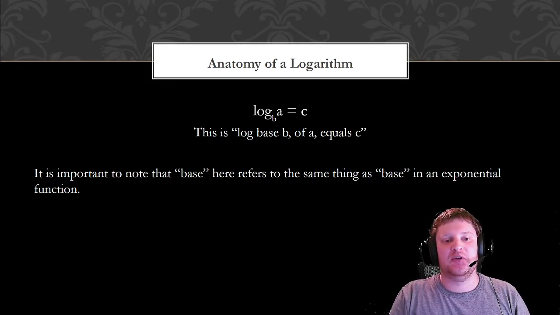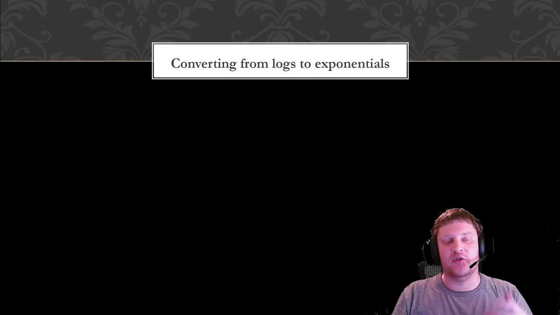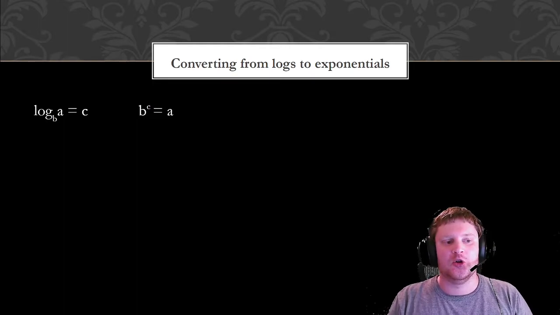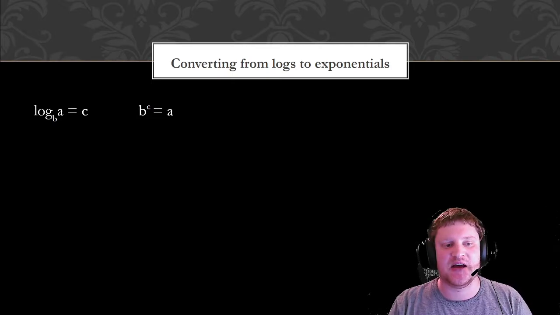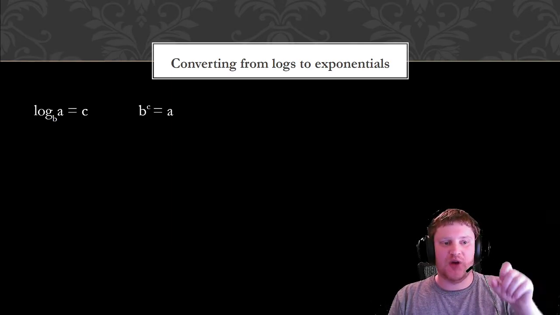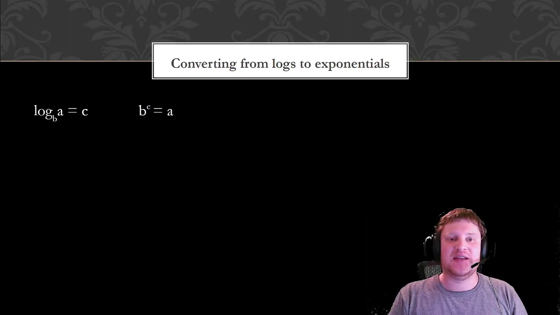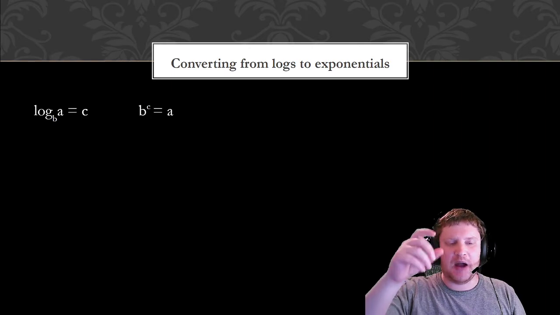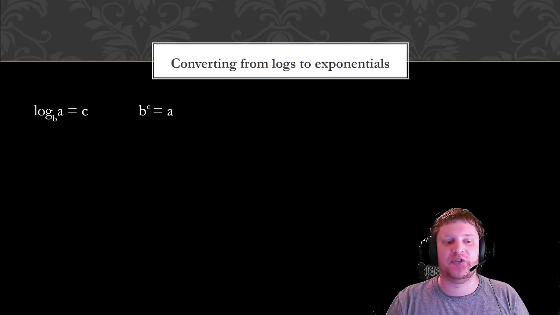Let's take a look at a couple of more specific examples. Converting from logarithms to exponentials. So, log base b of a equals c. Same example we had on the last slide. You could rewrite that as an exponential function by taking the base, b, writing that down as your base, and then raising it to the power that's on the other side of the equal sign. So in this case, the power is c, and that equals a.